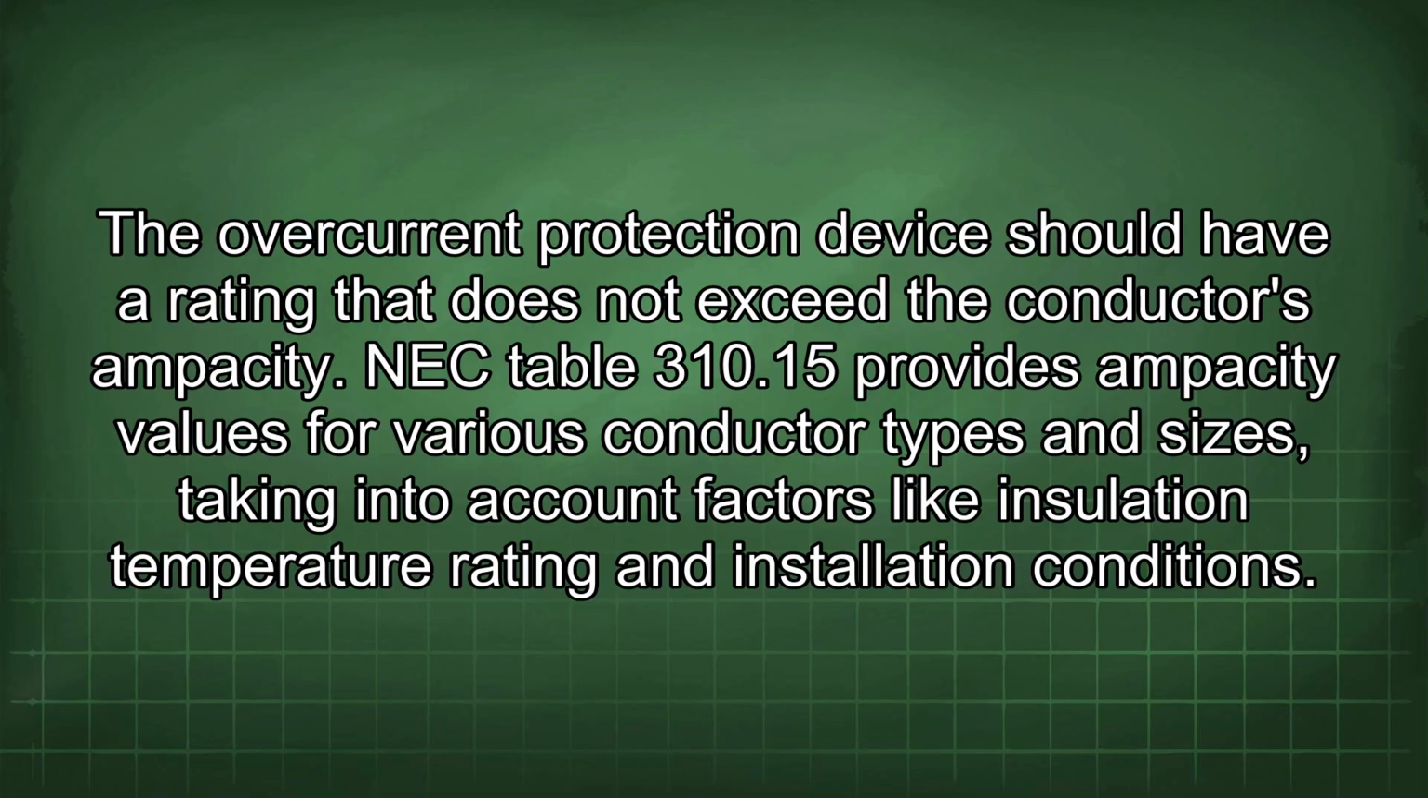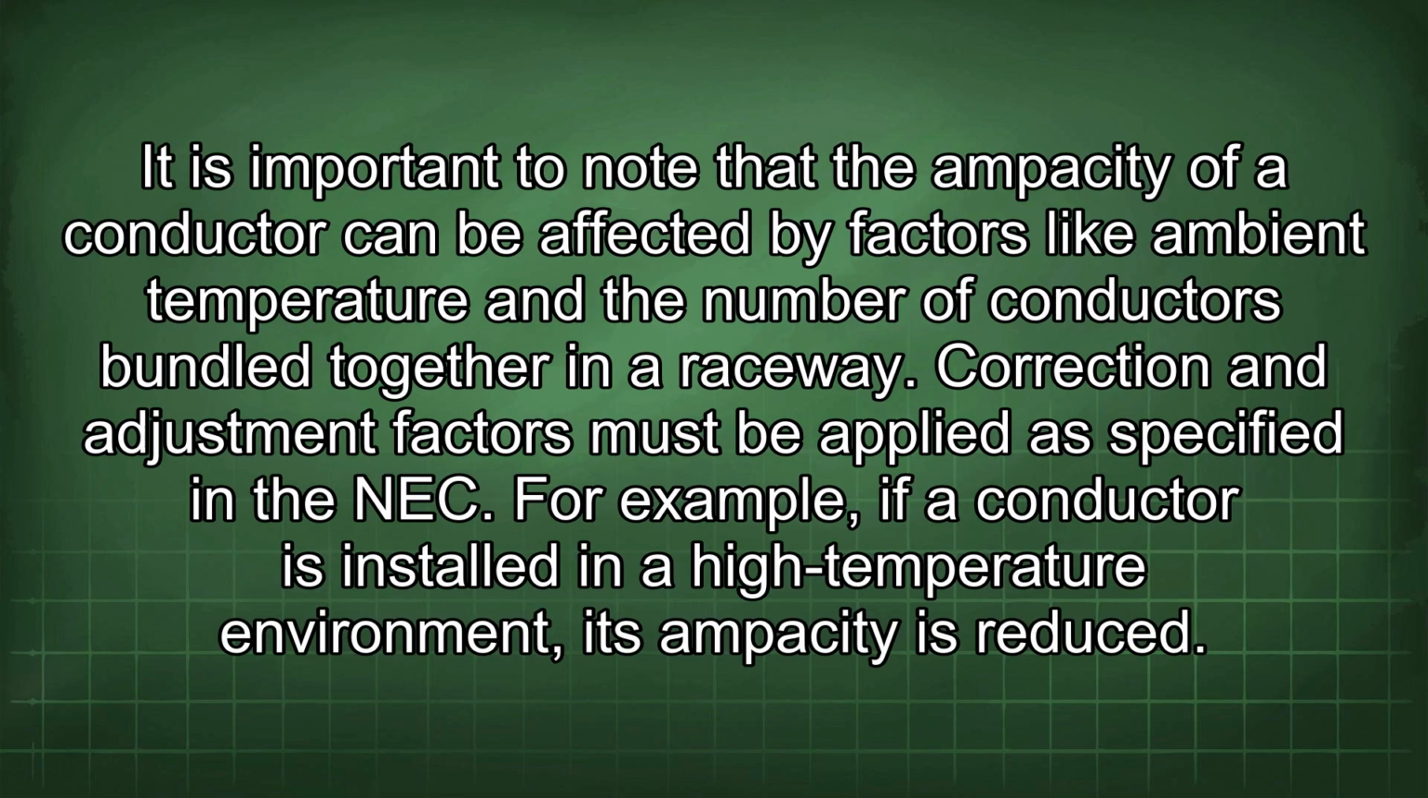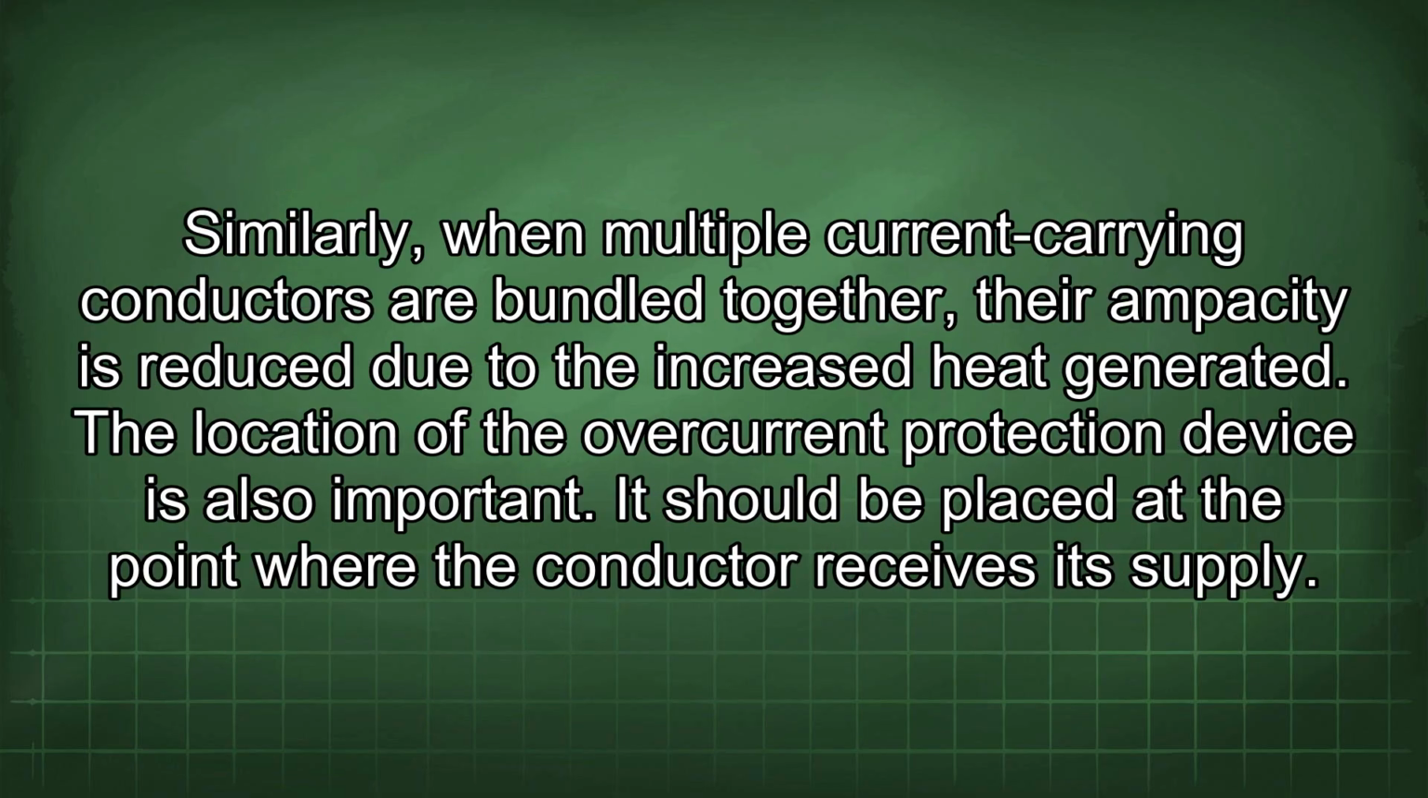NEC Table 310.15 provides ampacity values for various conductor types and sizes, taking into account factors like insulation temperature rating and installation conditions. It is important to note that the ampacity of a conductor can be affected by factors like ambient temperature and the number of conductors bundled together in a raceway. Correction and adjustment factors must be applied as specified in the NEC. For example, if a conductor is installed in a high-temperature environment, its ampacity is reduced. Similarly, when multiple current-carrying conductors are bundled together, their ampacity is reduced due to the increased heat generated.